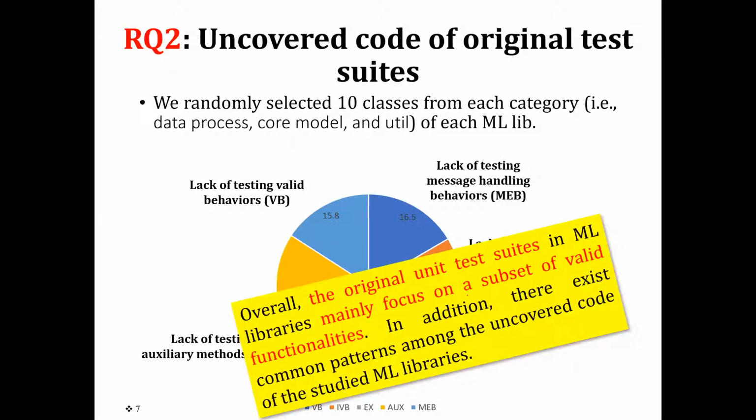So overall, we can find that the original unit test suite in machine learning libraries mainly focuses on only a subset of validated functionalities, and there exist common patterns among the uncovered code.